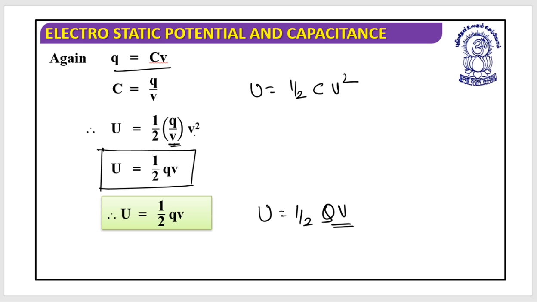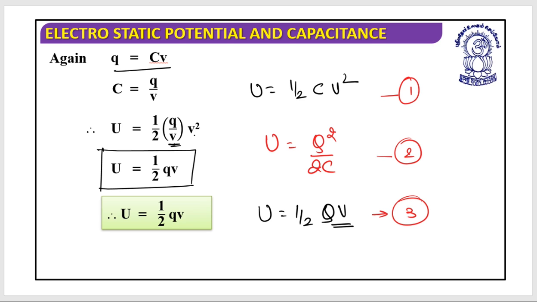One of them is U is equal to half CV square. Another is U is equal to Q square by 2C, which is the second form. And the third is U is equal to QV by 2. All three of these are true.